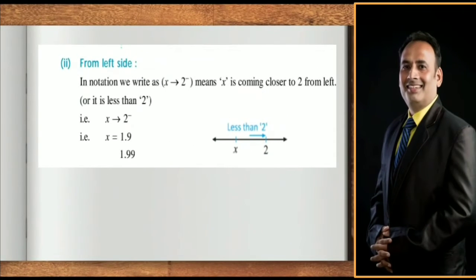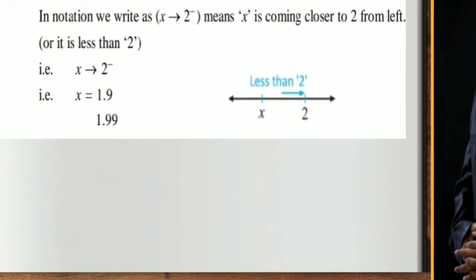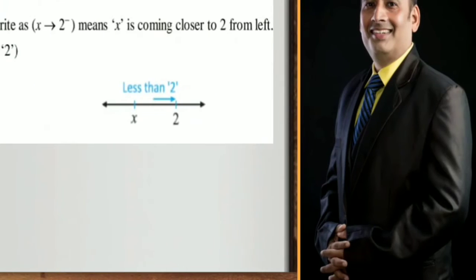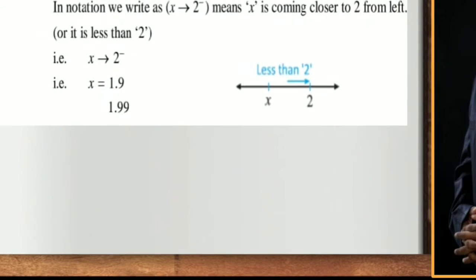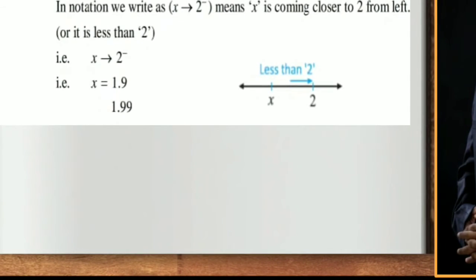Now what do you say from the left side? Let's say limit x tends to 2 minus, it means closer to 2 from the left, or less than 2. So between 1 and 2, in the vicinity of 2, if you divide the entire interval from 1 to 2 into 10 equal parts and consider the part which is nearby 2, that is 1.9.